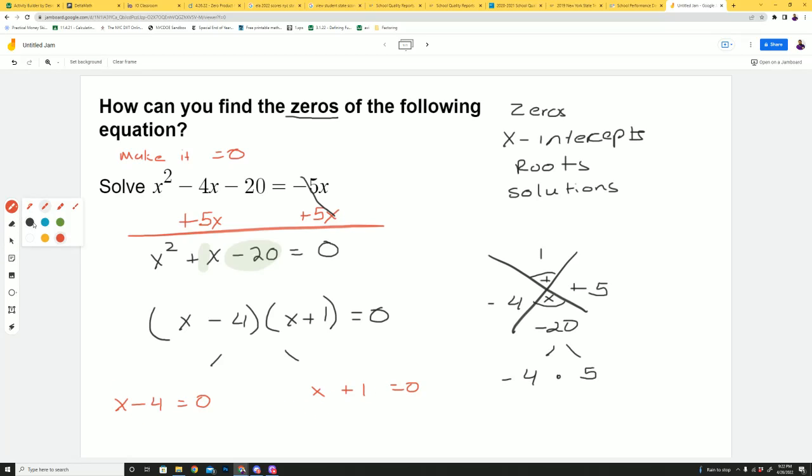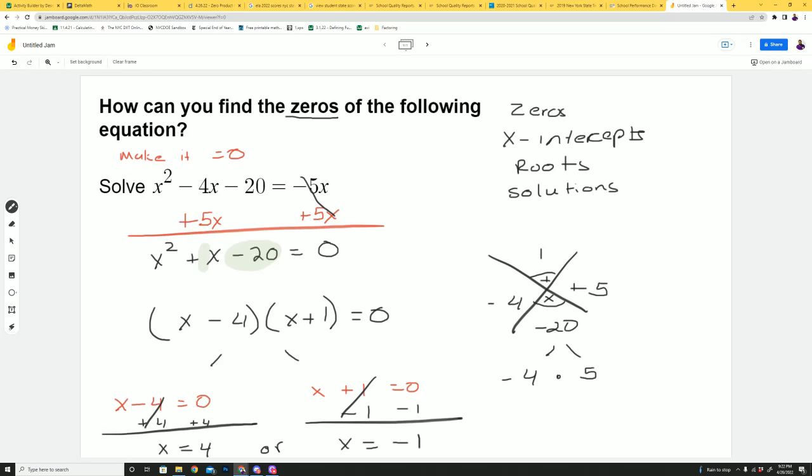And I'm going to do the inverse operation. So I'm going to add 4 here, add 4 here. Boom, boom. X equals 4. Or I'm going to subtract 1 here, subtract 1 here. X equals negative 1. So my solution set is x equals 4 or negative 1.